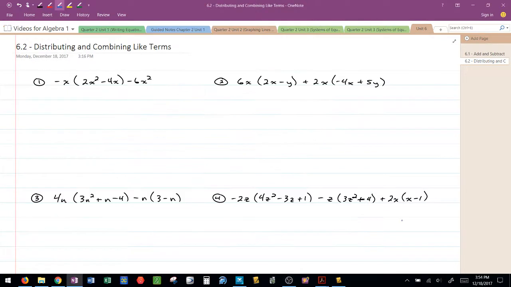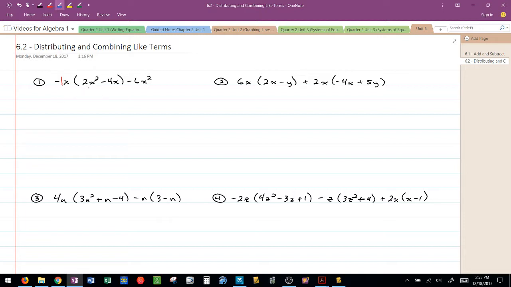The purpose of this video is to provide a couple of examples of how to distribute and combine like terms. All right, so we know that the distributive property says to take anything written right next to a parenthesis and multiply it times each piece inside. So let's go ahead and do that.